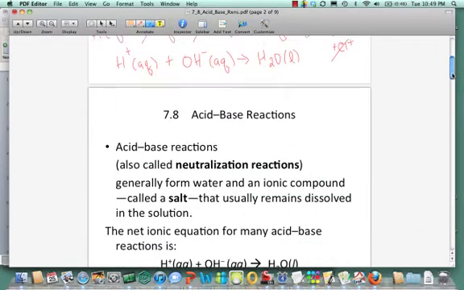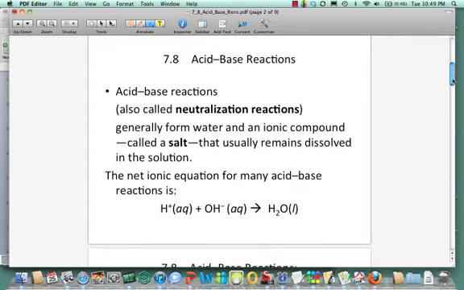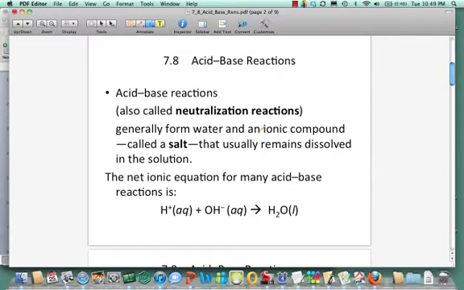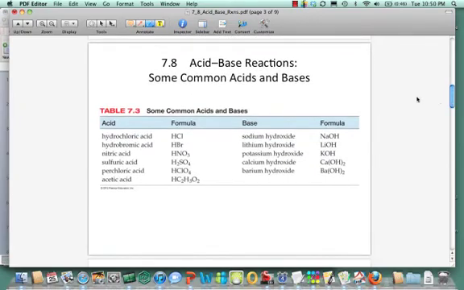Let's look at more examples. Acid-base reactions are also called neutralization reactions. Generally, we form water and an ionic compound called a salt that remains dissolved in the solution. And the net ionic equation, as we've seen already, is H plus OH minus gives H2O liquid. Some common acids and bases that you need to know, you need to learn from table 7.3 in your book. You need to know these common acids and bases.